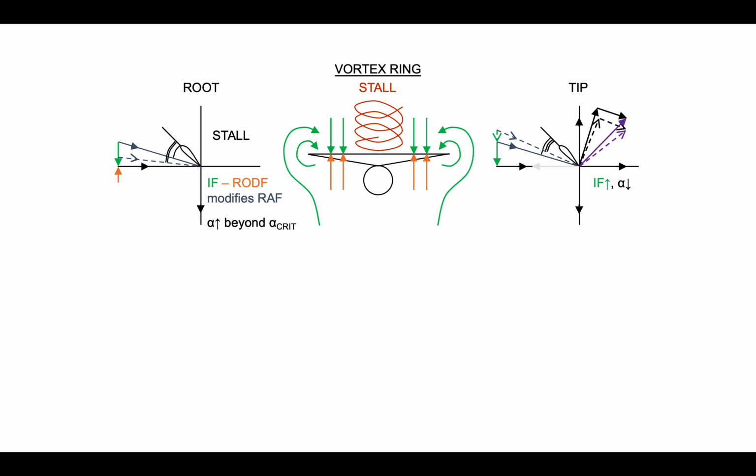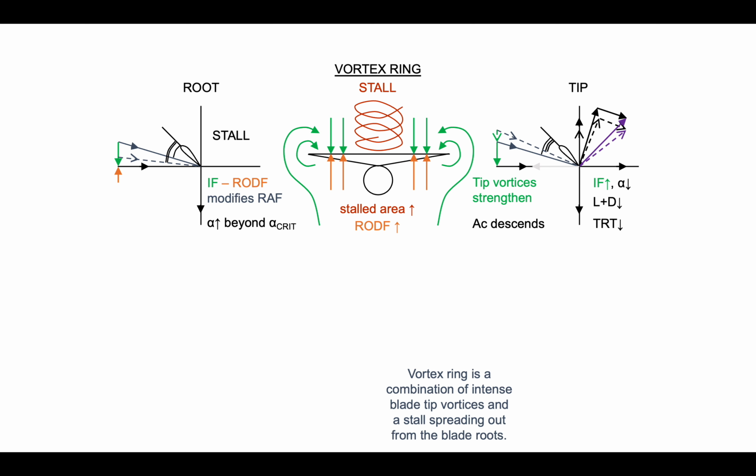Our lift and drag total reaction have gone down, and total rotor thrust has gone down. So you can see the aircraft is then going to start increasing its rate of descent. Our rate of descent is increasing, and therefore our stalled area is going to start increasing as well. The tip vortex is strengthened further, which makes that induced flow increase more and our angle of attack decrease even more at the tip. What we can effectively see now, our vortex ring, is a combination of intense blade tip vortices and a stall spreading out from the blade root.